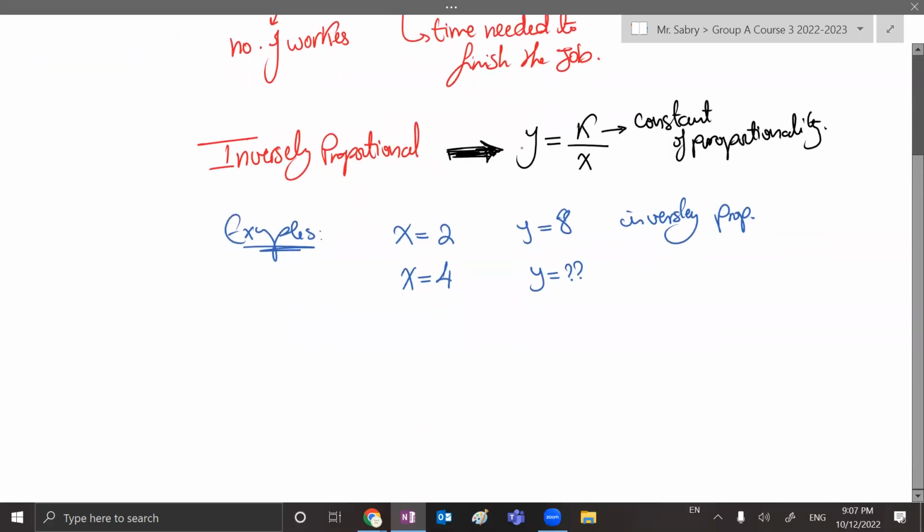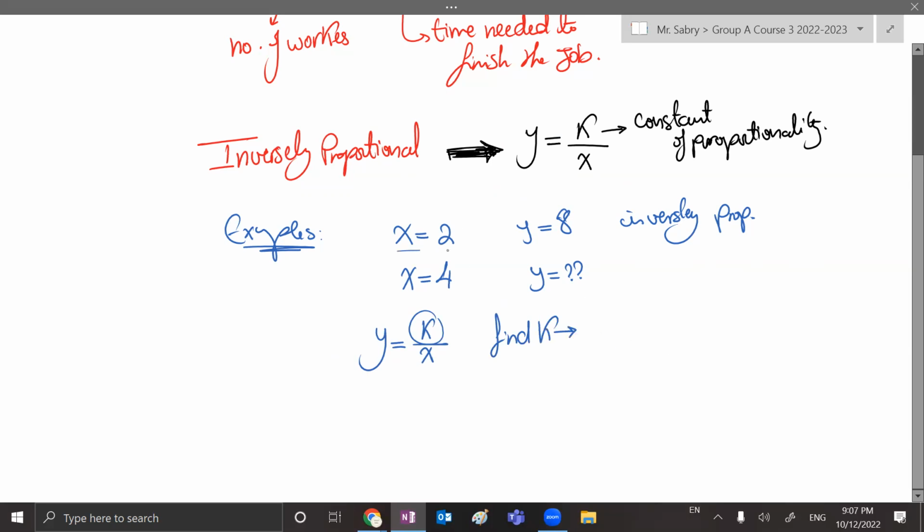So how do we do that? We use this form that we said earlier. Usually we said that since they're inversely proportional, you should write them in this form: y equals k over x. Your target is to find the value of k. Find k. How can I find k?